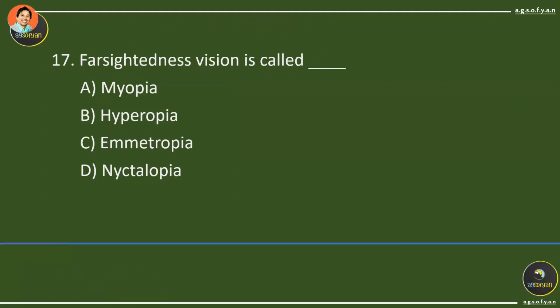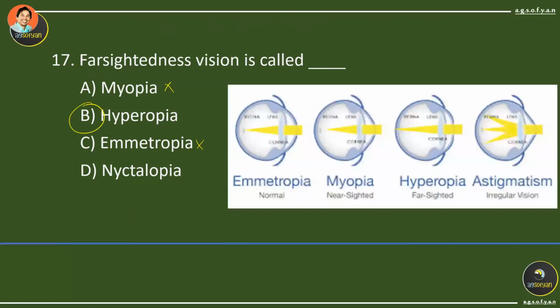Farsighted vision is called, of course it is not myopia because that is nearsightedness. Emmetropia is normal vision. The answer will be hyperopia. This is for farsightedness. Okay. Next one.